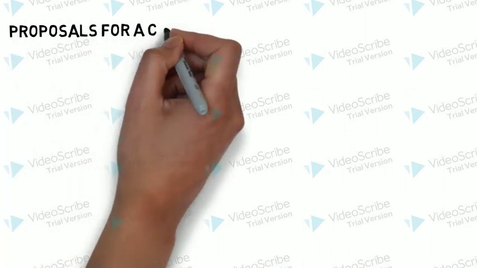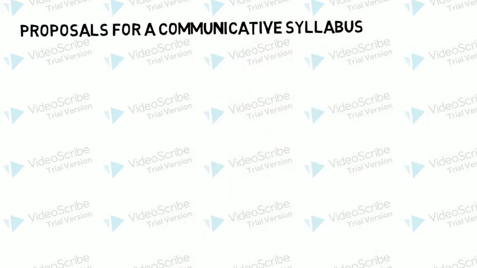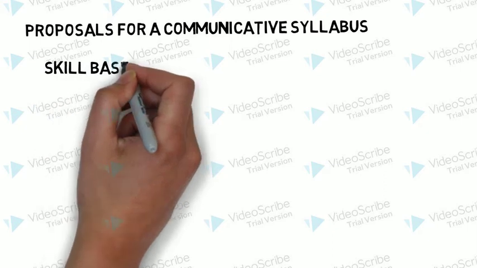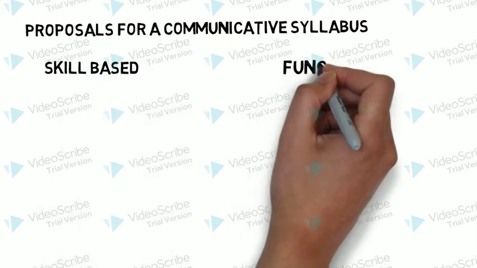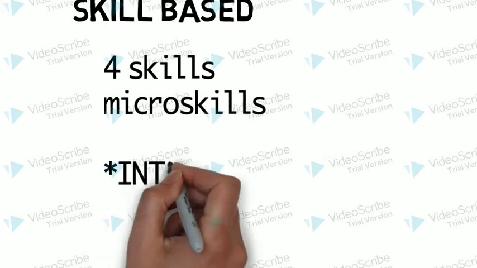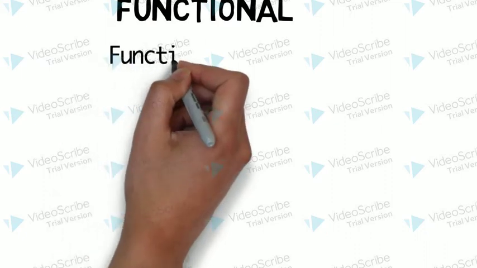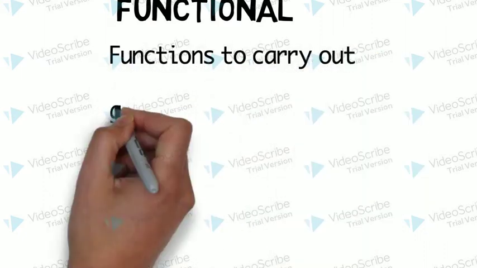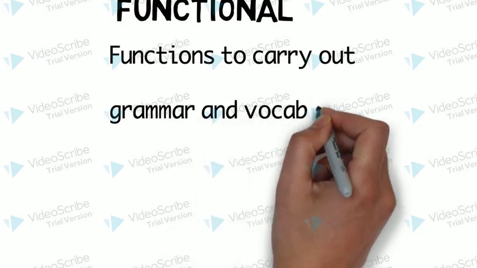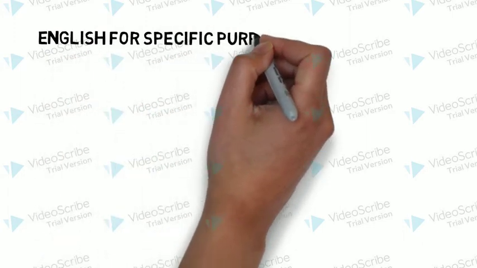For example, if we try to develop communicative competence, we have different activities. The first one is the proposal for a communicative syllabus. There are different types: skill-based, functional, and other ones that are found in chapter 5. The skill-based one starts with the 4 most important skills, which we talked about earlier, and then develops microskills. The functional one first thinks about the functions to carry out, and then finds the specific grammar and vocabulary, and uses the PPP, also as in audiolingualism.